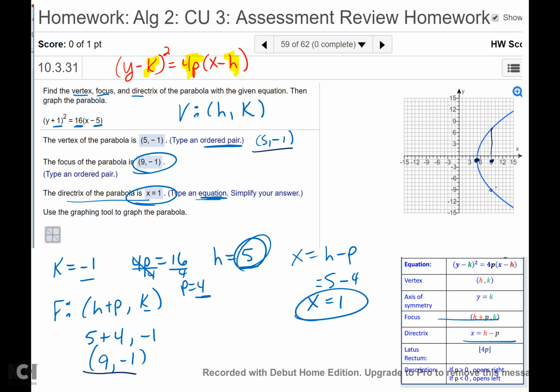My latus rectum is going to be the absolute value of 4p, which is 16. Absolute value of 16 is 16. Cut it in half is 8. So I need to go 8 points up. 1, 2, 3, 4, 5, 6, 7, 8. Mark it, and the computer will draw the parabola for you.